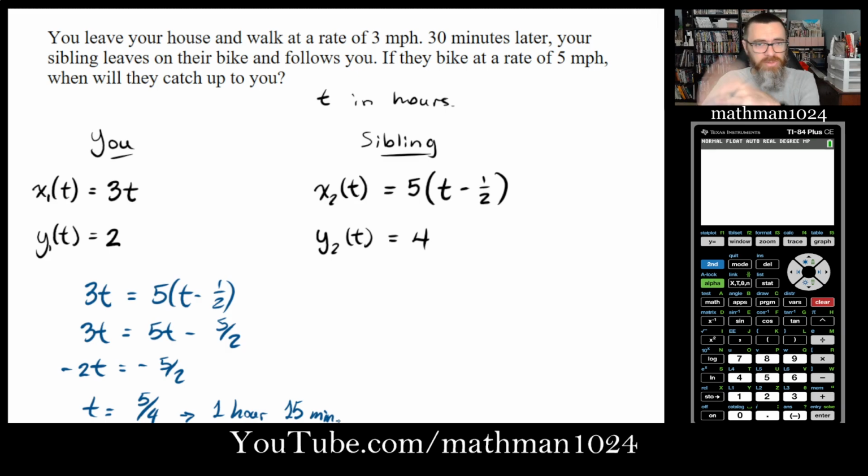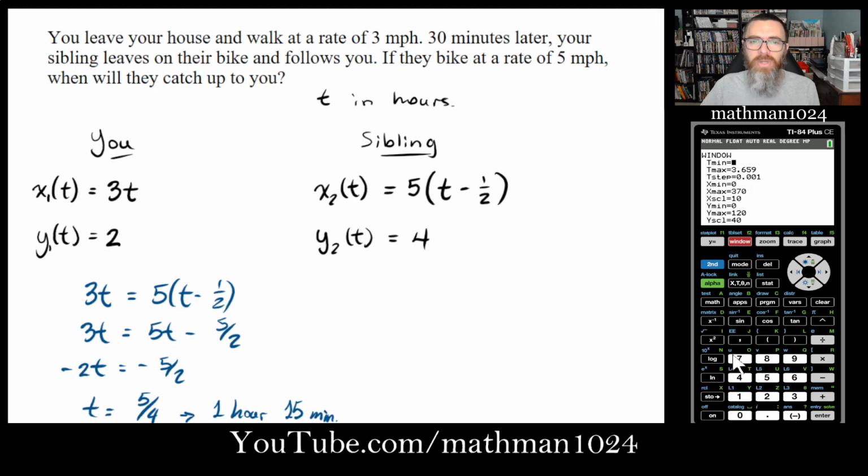Okay, but let's see if that works out in our graphing calculator. We're going to represent you by 3t. And again, this is just a throwaway number. Just make it 2, that way we can see it. And then for your sibling, it's 5 times t minus 1/2. I'm going to make them equal to 4.